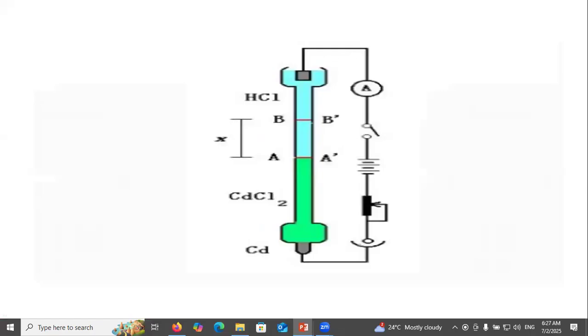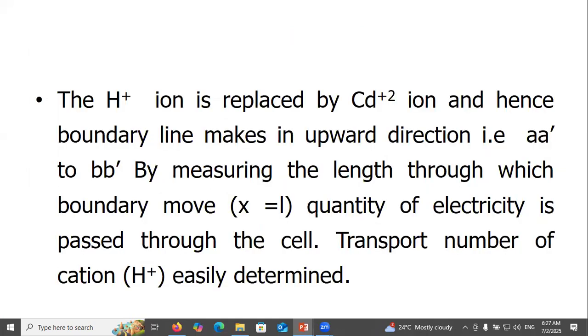In case of moving boundary method, two electrolytes are used, hydrochloric acid and cadmium chloride. The migration of H plus and cadmium plus are different. The H plus ion is replaced by cadmium plus ion, and hence the boundary line moves in upward direction, that is from AA to BB.